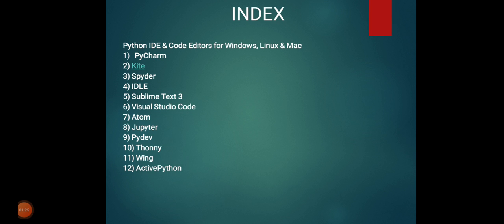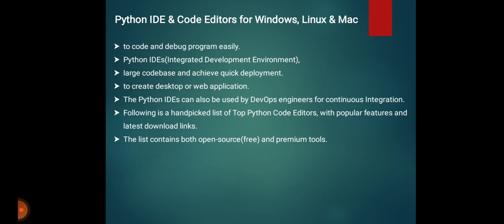First one is PyCharm, second is Kite, third is Spyder, fourth is IDLE, fifth is Sublime Text 3, sixth is Visual Studio Code, seventh is Atom, then Jupyter, PyDev, Thonny, Wing and ActivePython. By using these 12 tools, we can write programs in the Python programming language. So we will see them one by one.